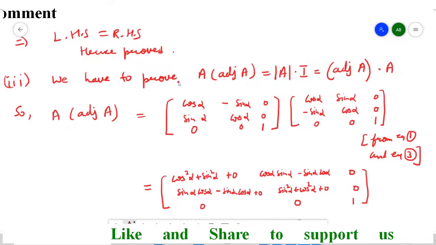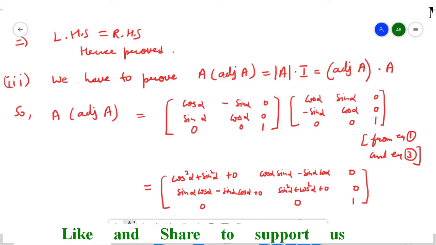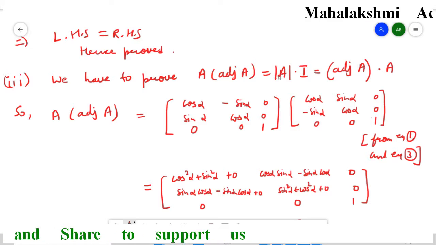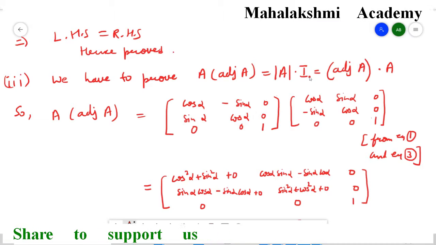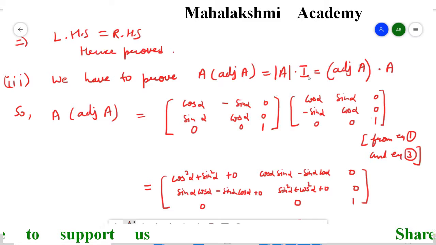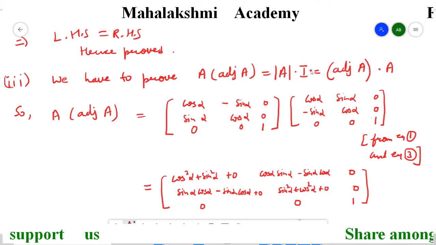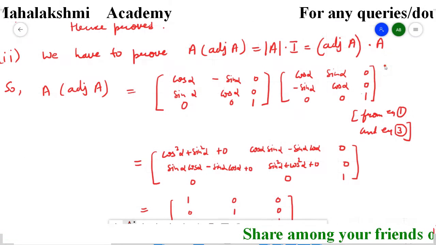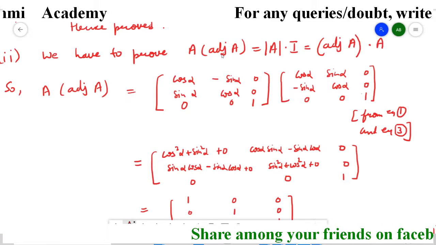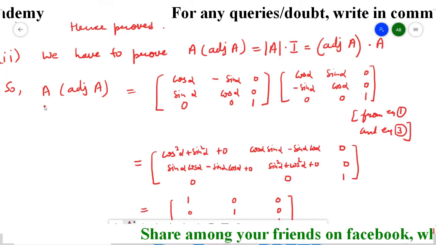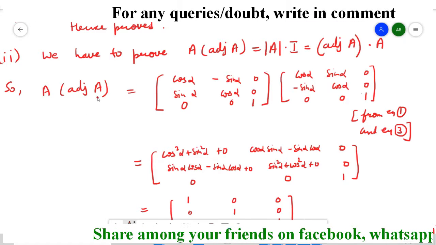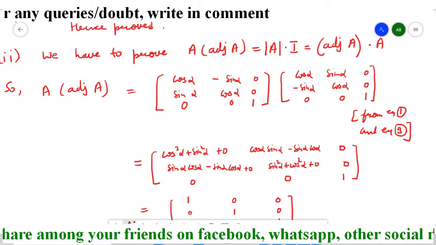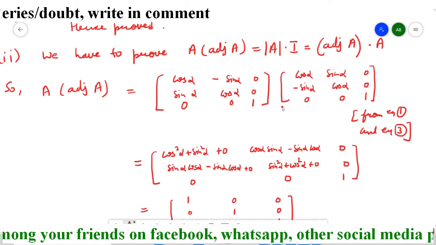Now the third part, we have to prove matrix A multiplied by adjoint of matrix A is equal to the determinant of A multiplied by I, that is the identity matrix of the order which we'll get here, and then the adjoint A multiplied by A. So it's a huge and long question. So we'll start first with A multiplied by adjoint A. So I wrote here the A matrix, then the adjoint A matrix, that is from equation 1 and equation 3, I think, or 2, you can confirm it.